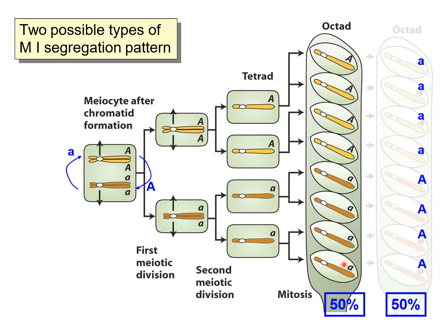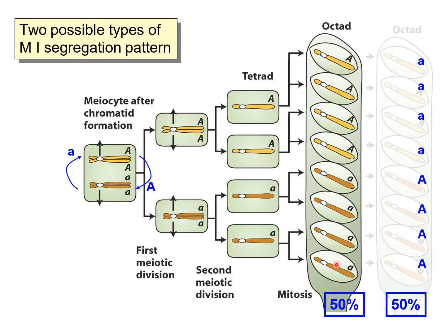Now the other case, where the capital A chromosome is present here and the small a chromosome is present here, then what will happen? We will get this kind of arrangement. What is the difference between this arrangement and this arrangement? Look over here. It has the pattern capital A, capital A, capital A, capital A, followed by small a, small a, small a, and small a.